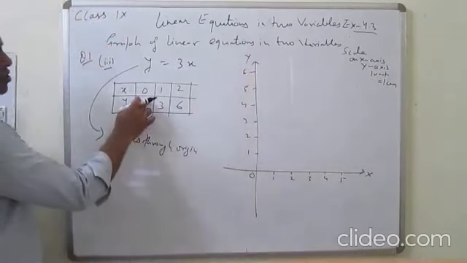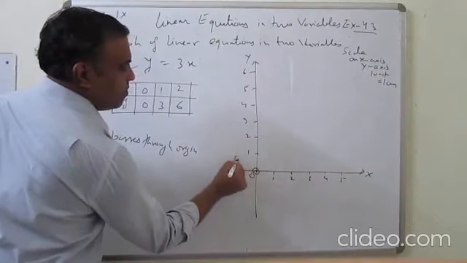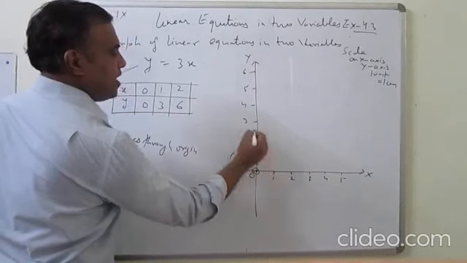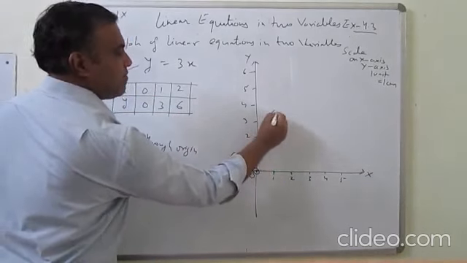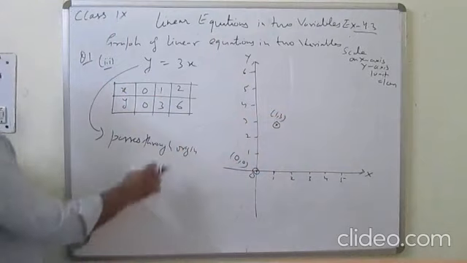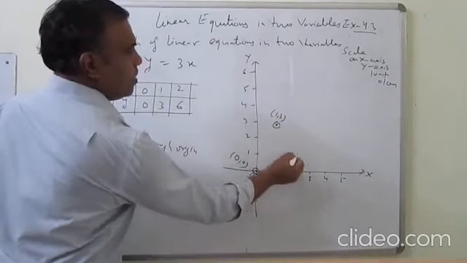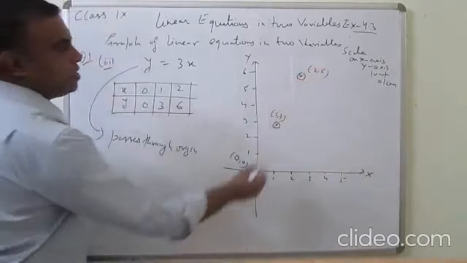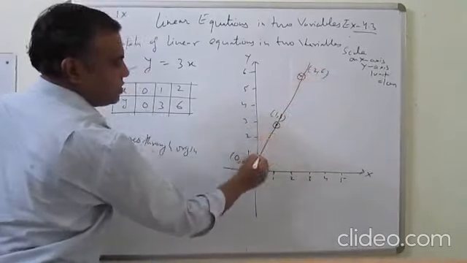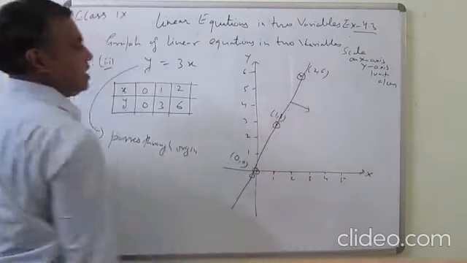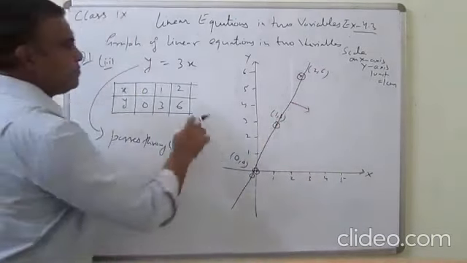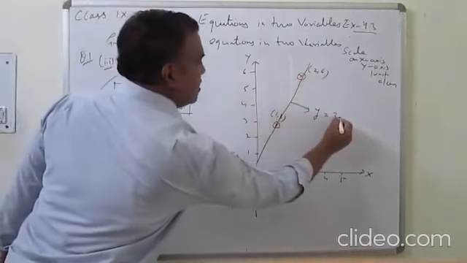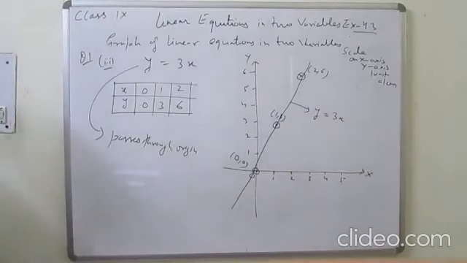Now the first point is 0, 0. Now the second point, x 1, y 3. So this is the point 1, 3. Then 2, 6. This is 2 and this is 6. So it is 2, 6. Join these points, you will get a straight line. You do it in graph paper. So this is the equation of the line. This line represents y is equal to 3x.